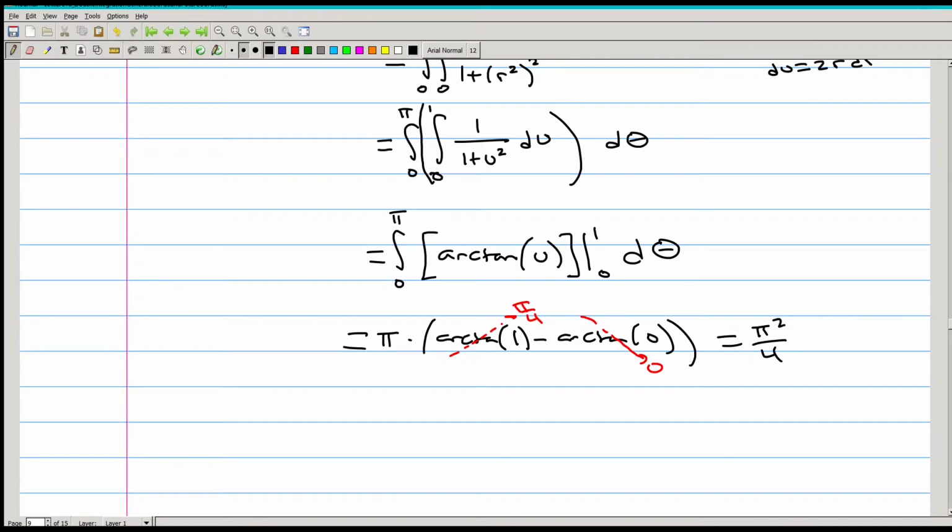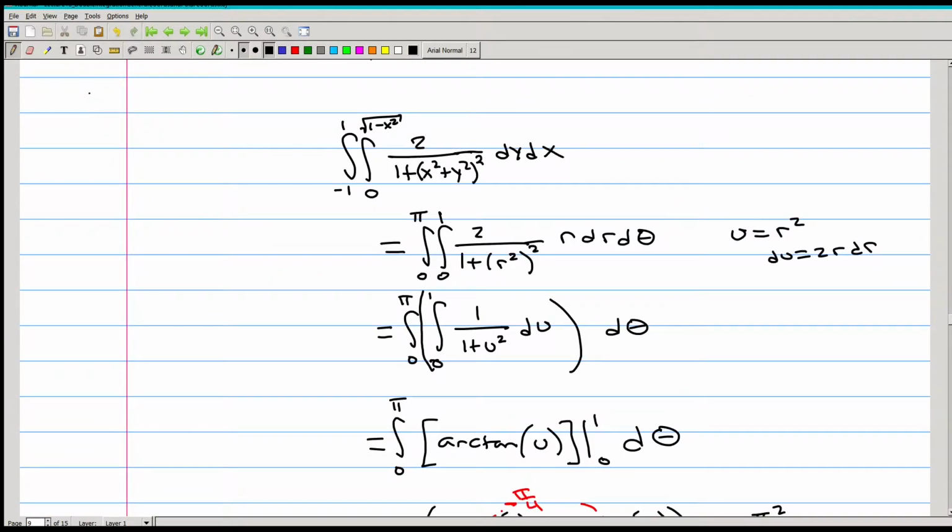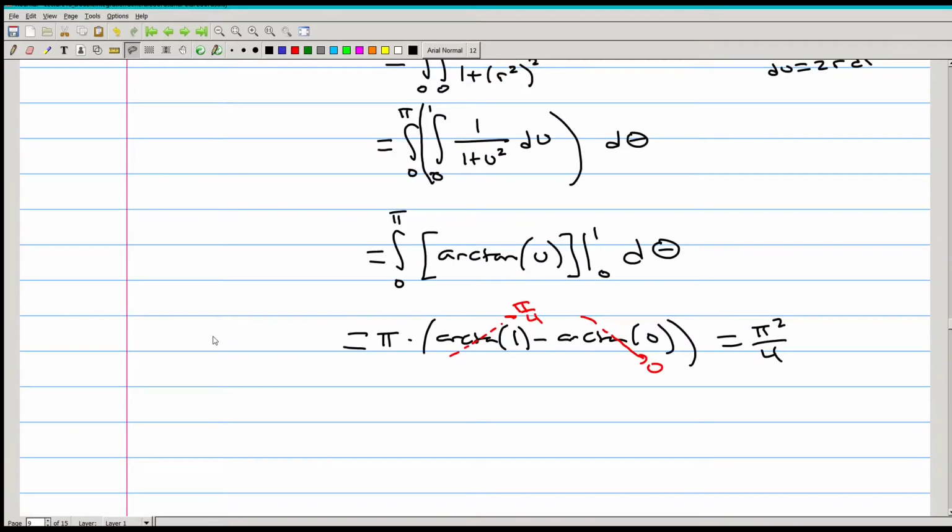And remember what we're evaluating in this integral. We're evaluating the double integral of the temperature function dA. So this value that we've calculated is just the accumulation of temperature in this region. And because the function is positive, you can think of it as the net volume under the graph of the temperature function.